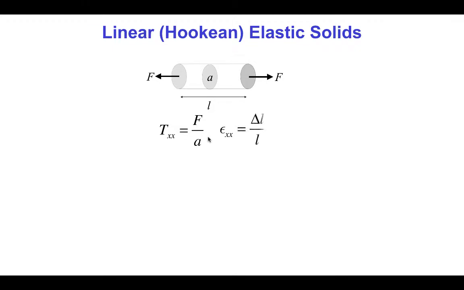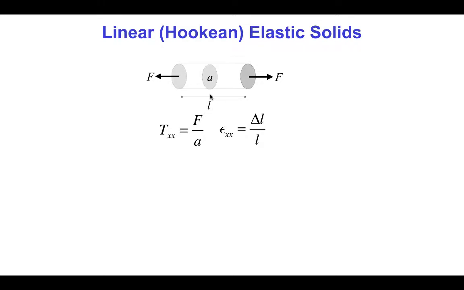To demonstrate the properties of a linear Hookean elastic solid, let's imagine a uniform cylindrical sample with uniaxial loads F applied to each end, a cross-sectional area of A, and a length of L. The uniaxial stress in this specimen, assuming its orientation is in the X direction, would be TXX, which is F divided by A. The uniaxial strain, epsilon XX, would be the length change delta L divided by the original unloaded length L.